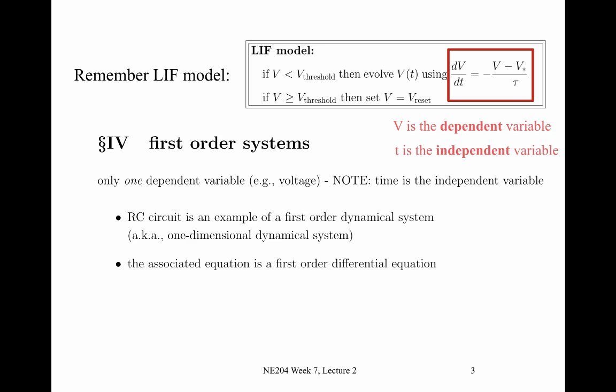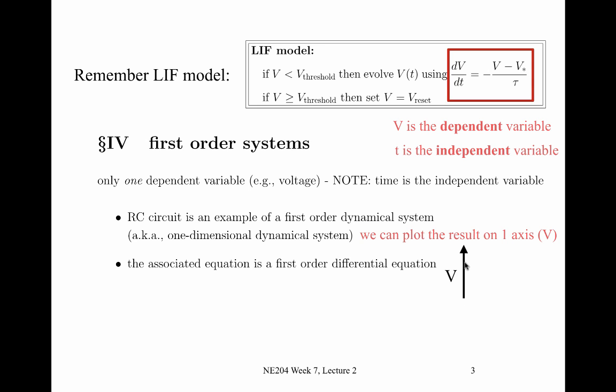In this example, our RC circuit, which is a first-order dynamical system, we can think of as a one-dimensional dynamical system. The reason for that is that we can plot this system on a single axis. So we can plot the result on only one axis, the voltage. For example, we can imagine the voltage evolving on this one-dimensional axis.